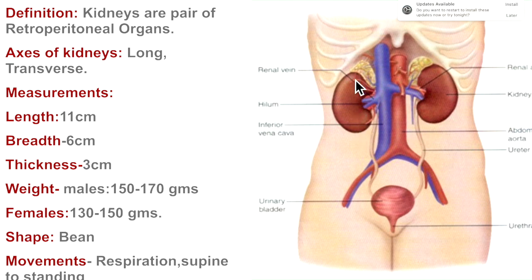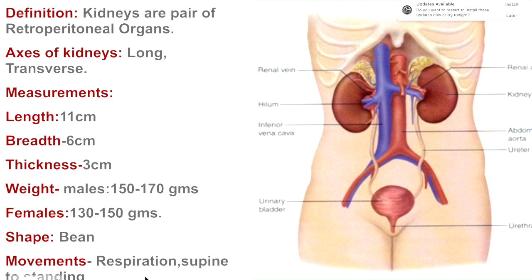Now we'll see the measurements of the kidneys. The length of the kidney is 11 centimeters, width is 6 centimeters, and thickness is 3 centimeters. Now the weight of the kidney: in males it is 150 to 170 grams, whereas in females it is 130 to 150 grams. The kidneys are bean shaped, somewhat reddish brown in color.